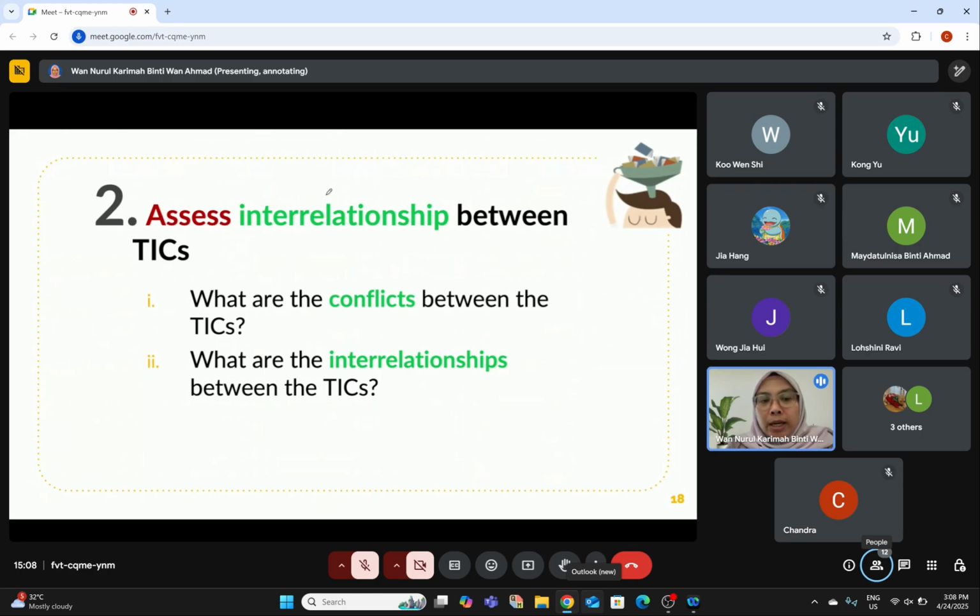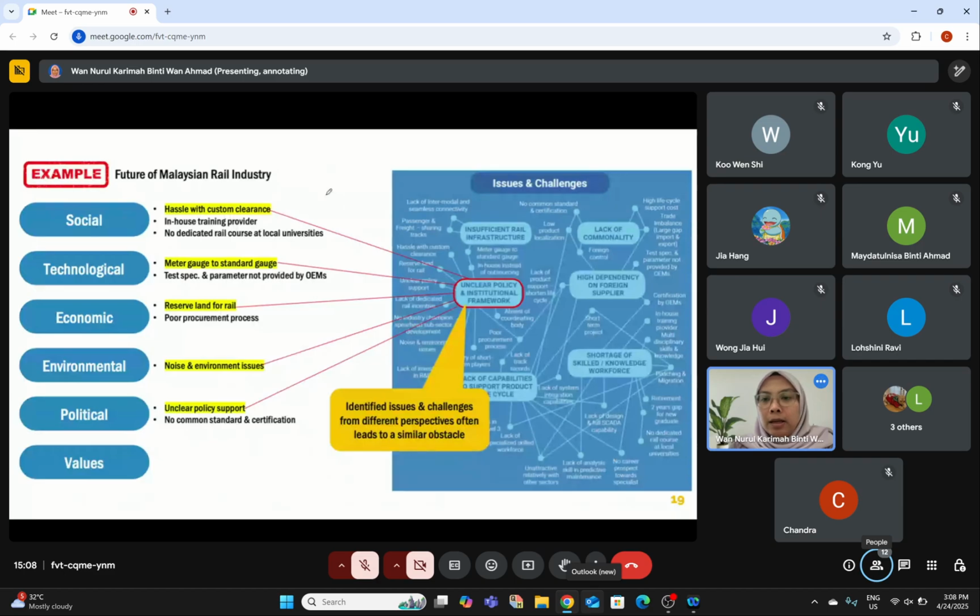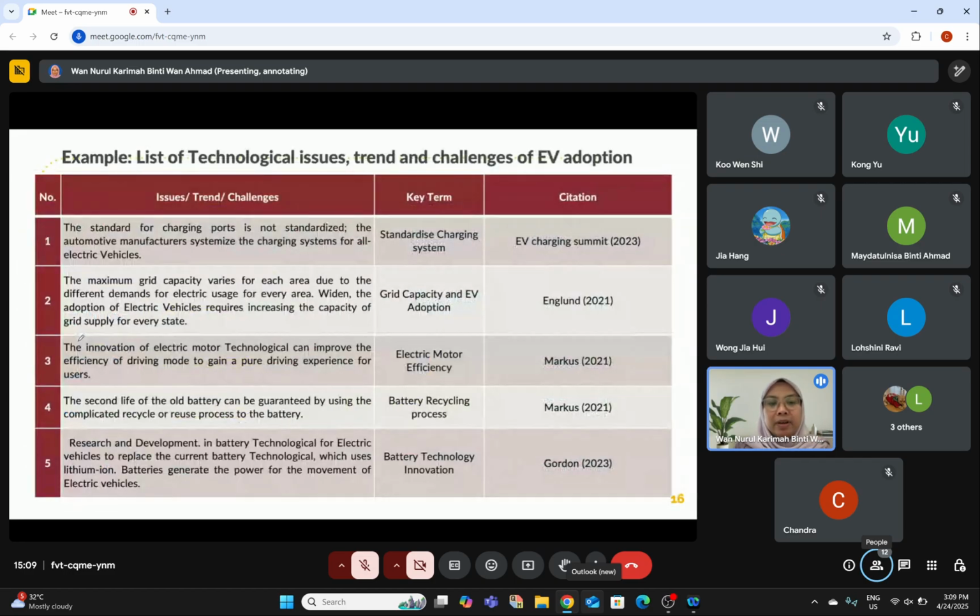So in order to identify the interrelationship, we need to ask what are the conflicts between the trends, issues, and challenges, and what are the interrelationships between the trends, issues, and challenges. Here again, I think you may have seen this during my training, because this is from my future foresight tools. This is okay. So this is basically the key term. These are the key terms based on the statements that we gather through STEEPV analysis for each of these STEEPV factors. Because if we look at these statements, they are very long, right? Then we summarize them into key terms that are more manageable and more understandable and easier for us to handle.